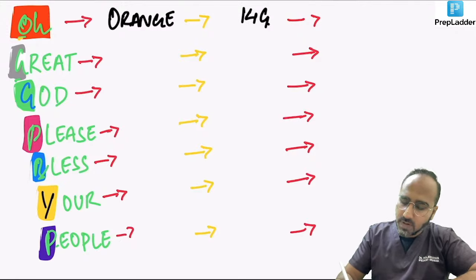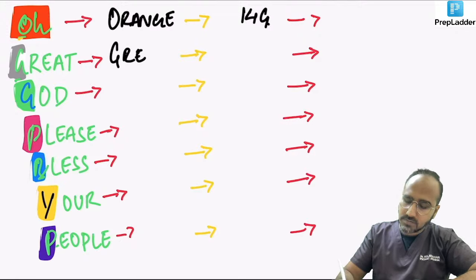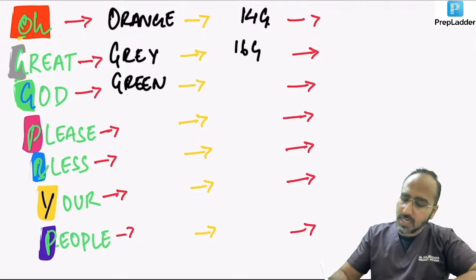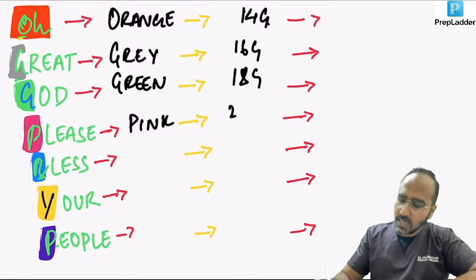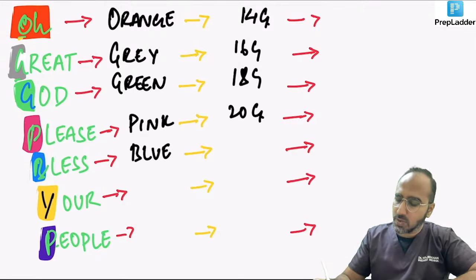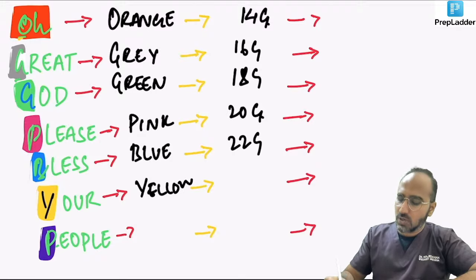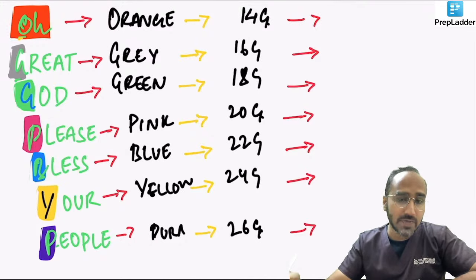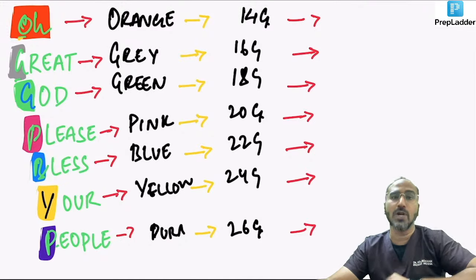Okay. G stands for what? Gray color cannula, which is 16 gauge. One more G stands for green cannula, 18 gauge. Please, P stands for pink cannula, 20 gauge. Bless, B stands for blue, 22 gauge. Your, Y stands for yellow cannula, which is 24 gauge, and people, P stands for purple color, which is 26 gauge. And what is the flow rate of the fluid over here?